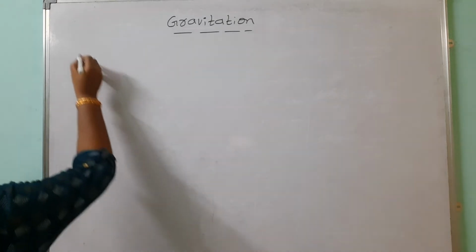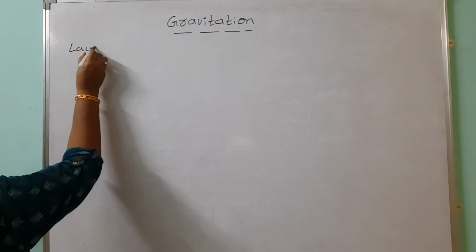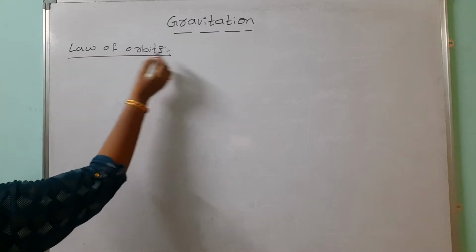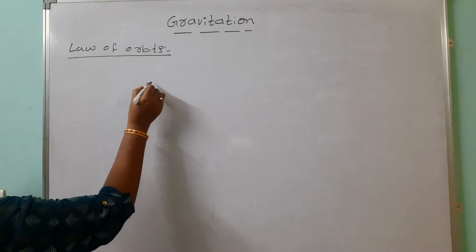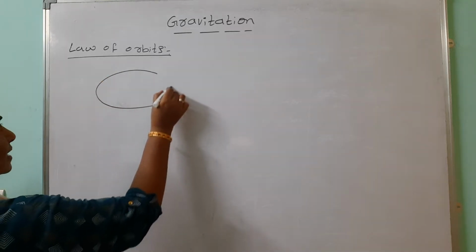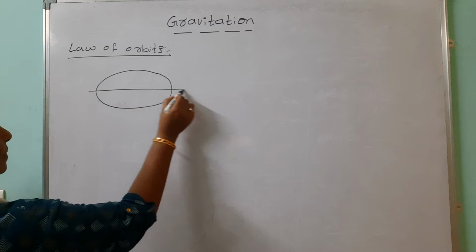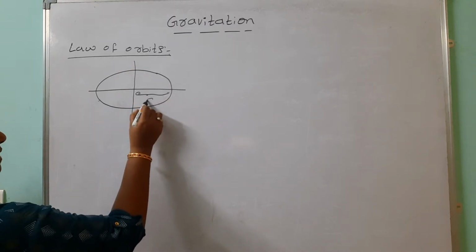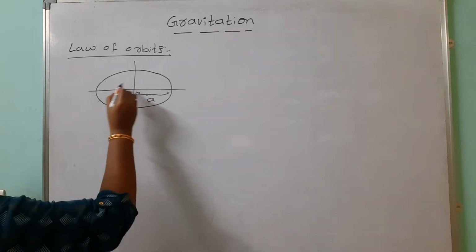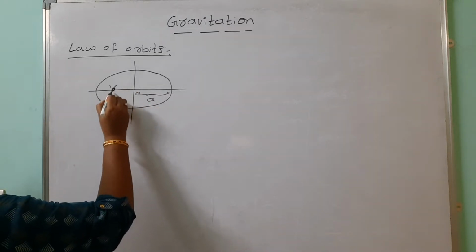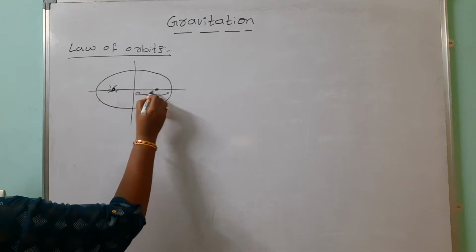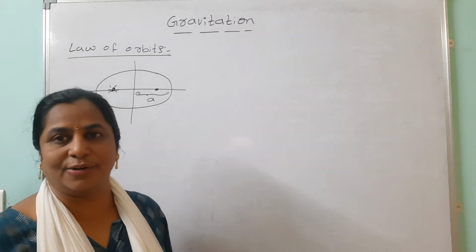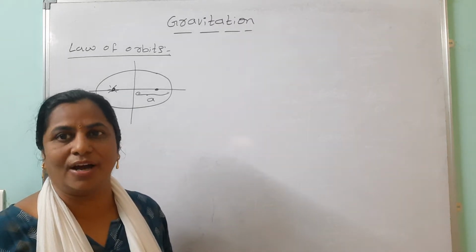See, all planets are revolving around the sun. The first one is the law of orbits. According to that, all planets are revolving around the sun in which path? Elliptical path. This is the major axis and this is the minor axis. Half of this one is called the semi-major axis, represented by a. Where is the position of the sun? We can observe it here or here, at any of these locations. That is the location of the sun. So all planets are revolving around the sun in an elliptical path. That is called the law of orbits.